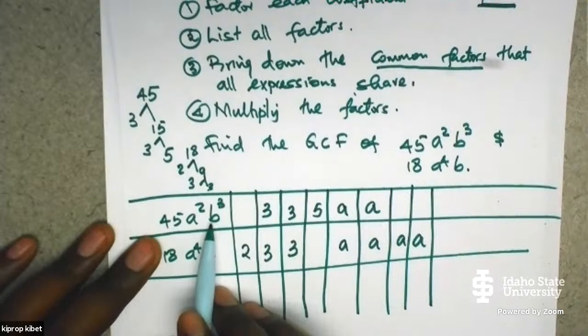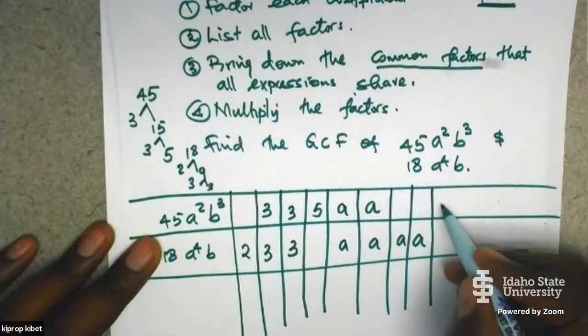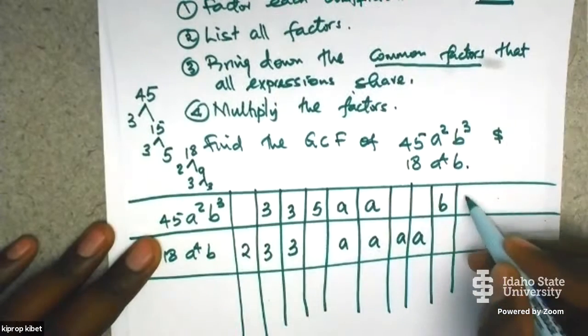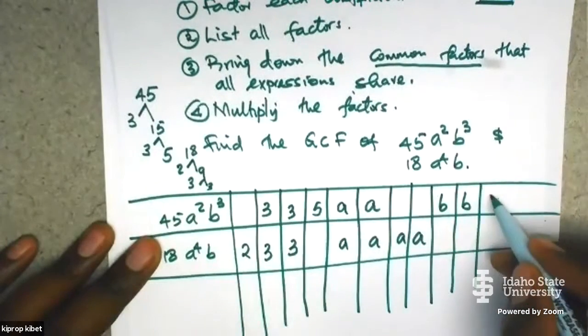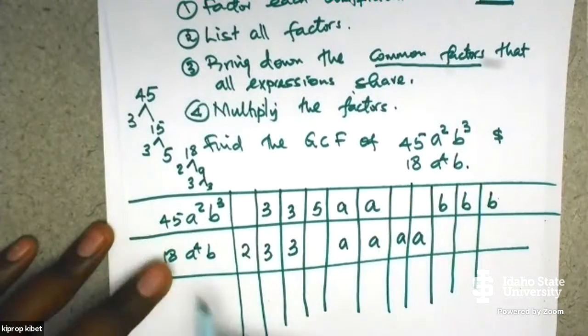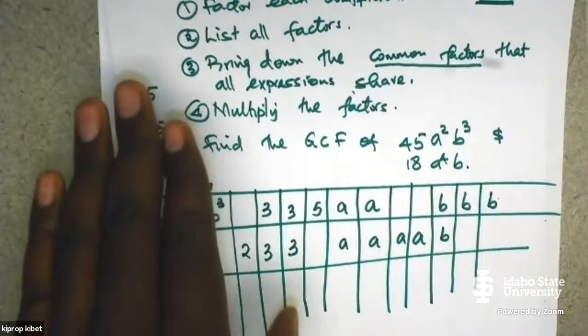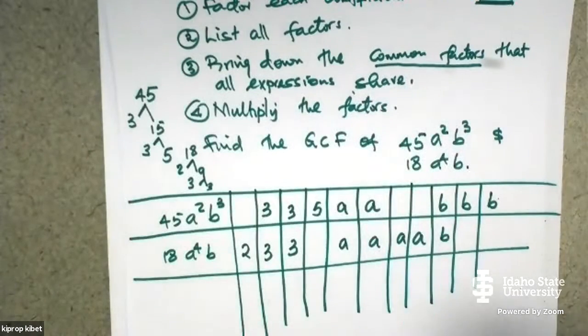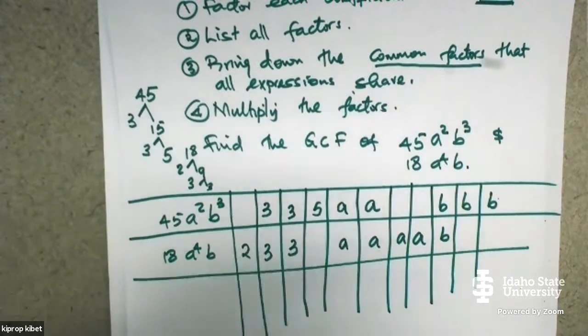In 45, sorry, 3. So we have B, 2, 3. And then the one in 45 is what? B. So we have done the first step and the second step. So we have listed all the factors. So the first one and the second. Now we bring down the common factor in each one of them.